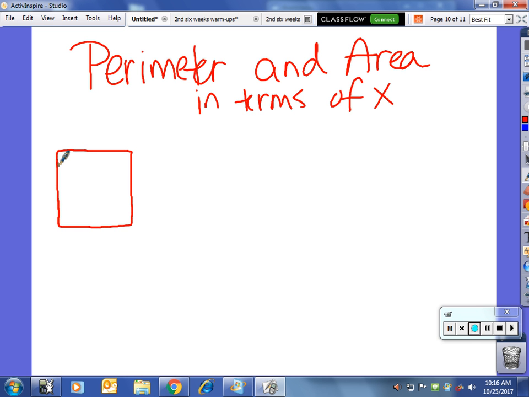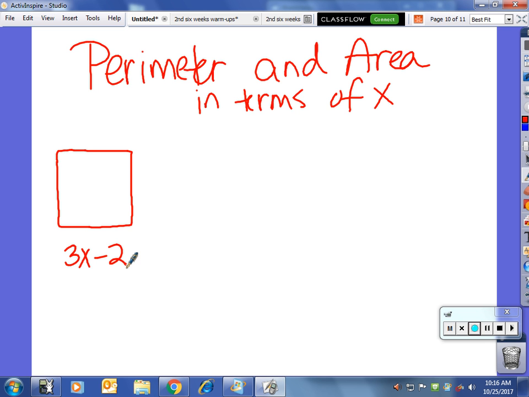We're going to do all the figures. We did a square and a rectangle, I think, but we're going to add all those other fun ones like a circle and a triangle. So here's a square, and the side of this square is 3x minus 2. And our job is to find the area in terms of x and the perimeter in terms of x.